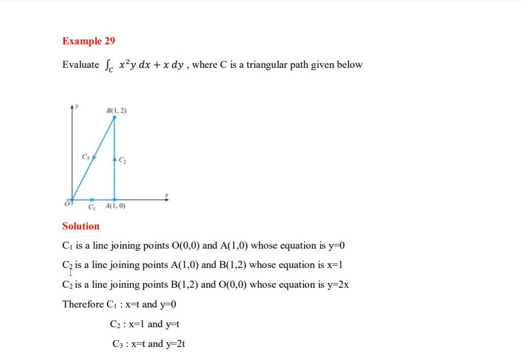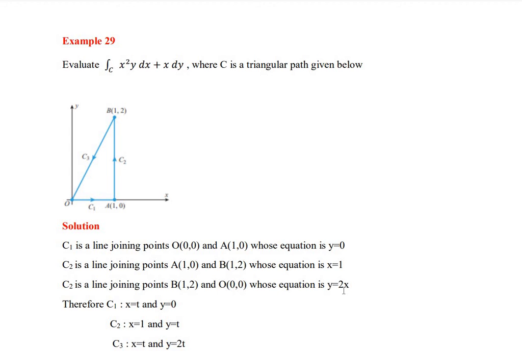Then what about C2? C2 is a line joining points A(1, 0) and B(1, 2), whose equation is, the equation of a vertical line parallel to the y-axis. What is that? x = 1. Then C3 is a line joining points B(1, 2) and the point O(0, 0), whose equation is y = x.